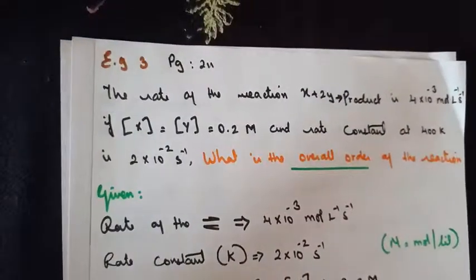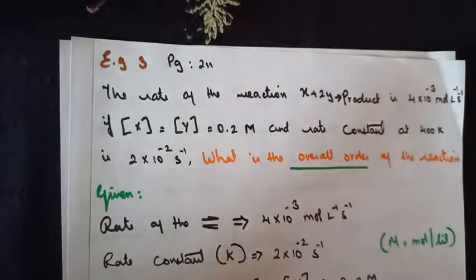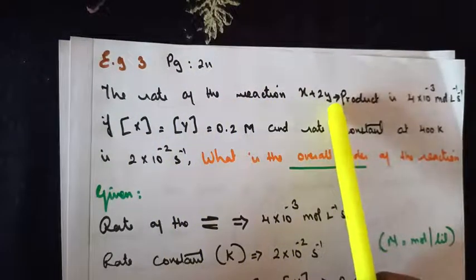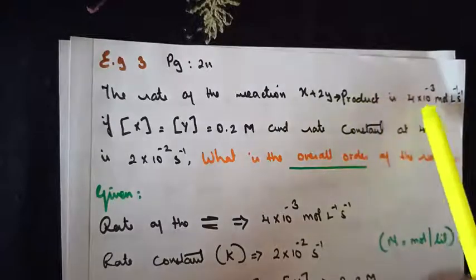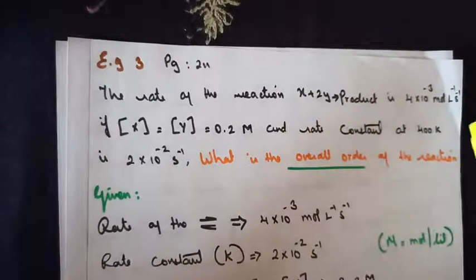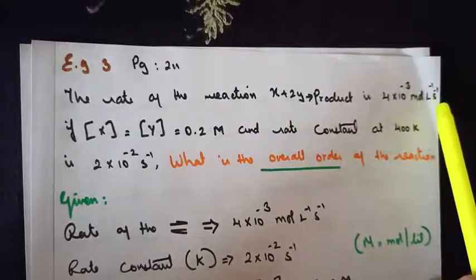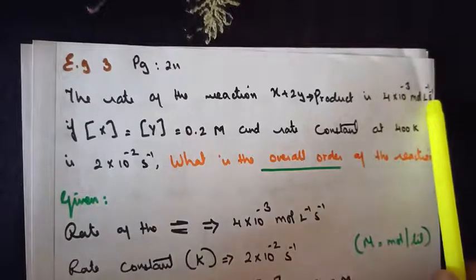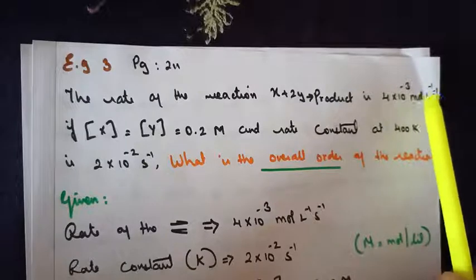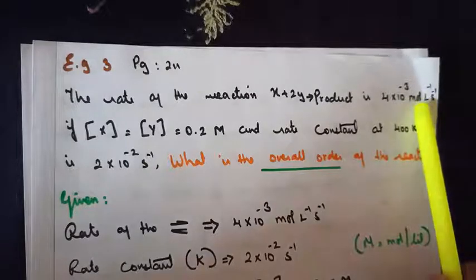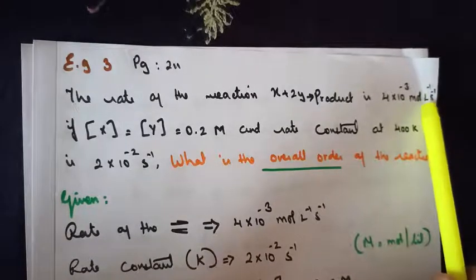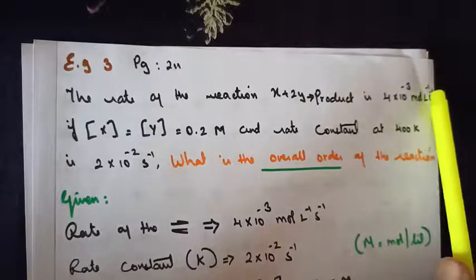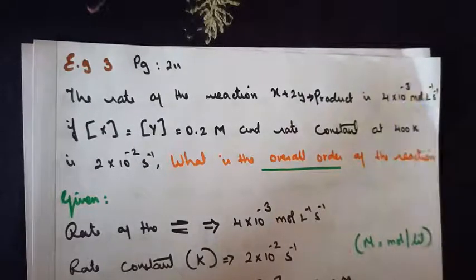Example 3, taken from page number 211. The rate of the reaction X plus 2Y gives the product is 4 into 10 to the power minus 3 mole liter inverse second inverse. I told you when you look at the unit, you should be able to identify whether the rate is given or a concentration. In the previous class, I showed you how to identify it. So, since the unit is mole liter inverse second inverse, it's the rate of the reaction.